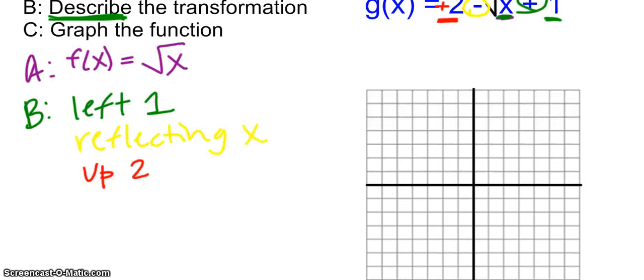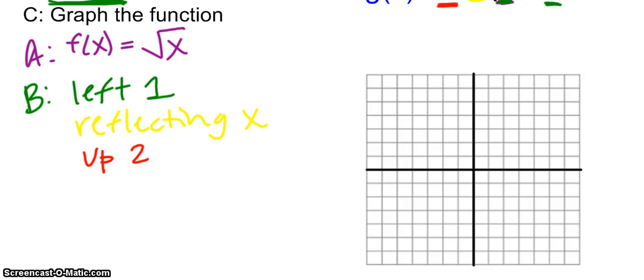So, in order to graph this function, we have to consider all of the different pieces. I'm going to start by graphing the parent function, the square root of x. Then the first thing I'm going to do is move that whole parent function to the left 1.